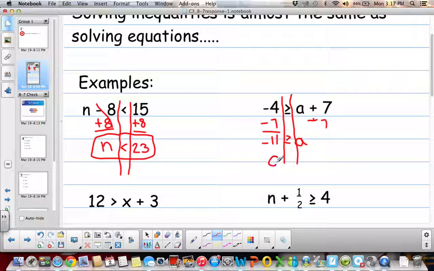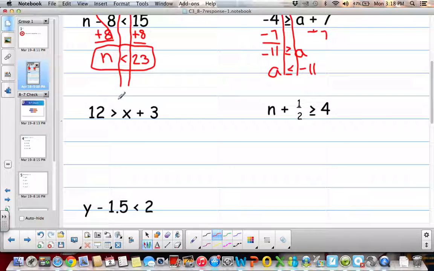I'm going to rewrite it then. A is less than or equal to negative 11. So notice that I'm flipping my a around to the other side. Therefore, I have to flip my sign around. So any number less than or equal to negative 11 would fit this. So negative 11 plus 7 is negative 4, which is less than or equal to negative 4.